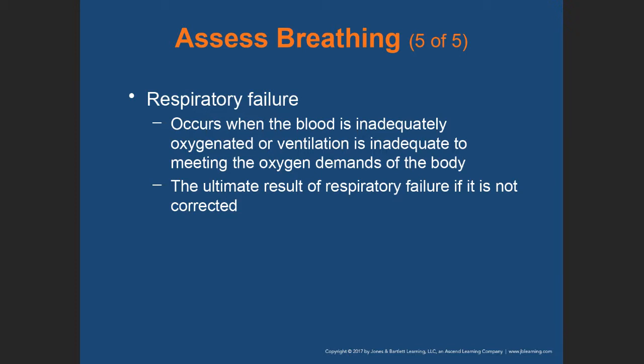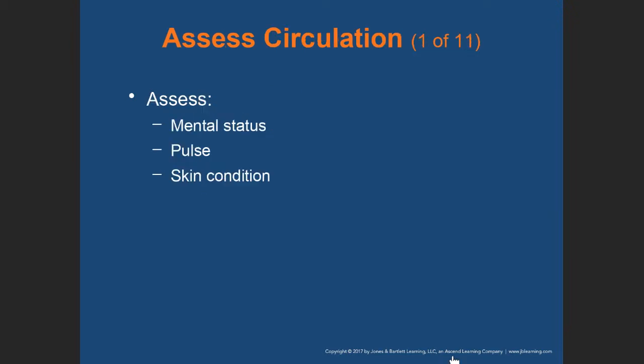Once you have completed this assessment, you should know if you need to give your patient supplemental, high or low flow, or you need to provide positive pressure ventilation with high flow. Then we move into the next phase of our assessment. Assess circulation. And things that we will consider for circulation, again, we're thinking about the patient's mental status, thinking about pulse, skin condition, whether or not the patient is bleeding anywhere. That is a part of circulation.